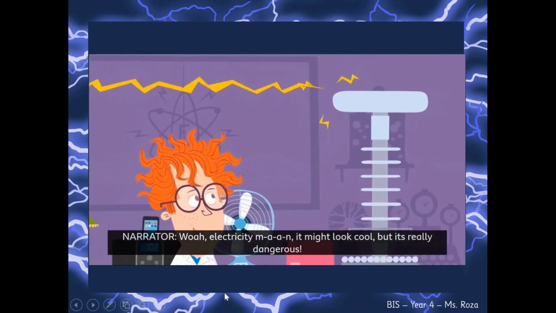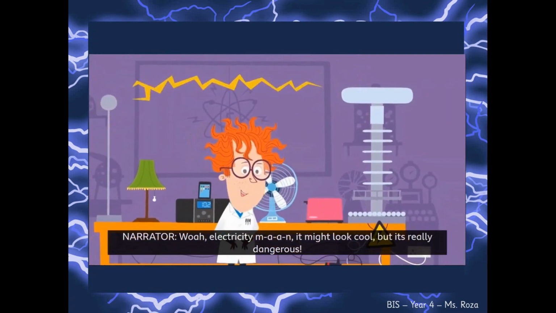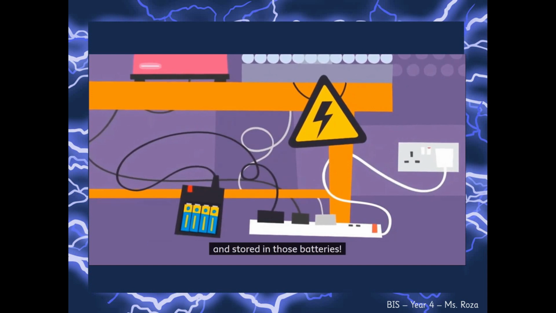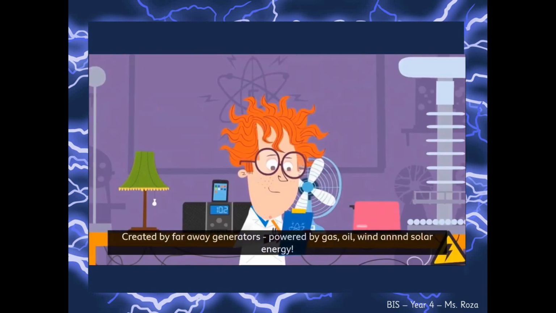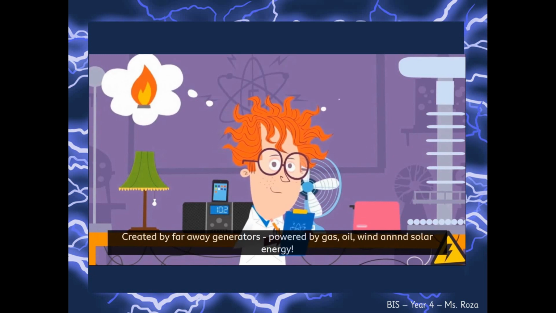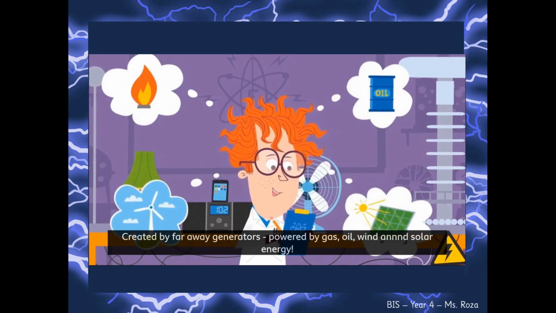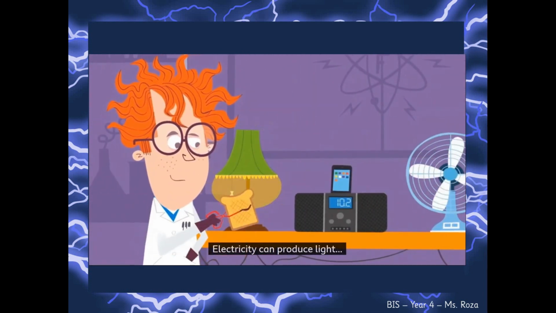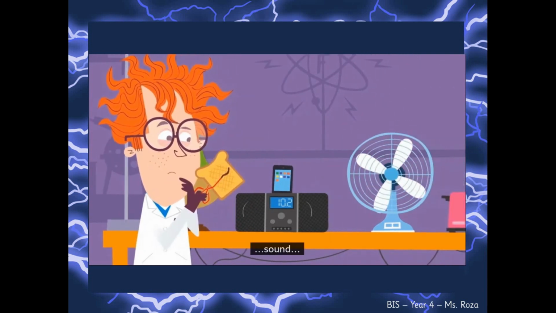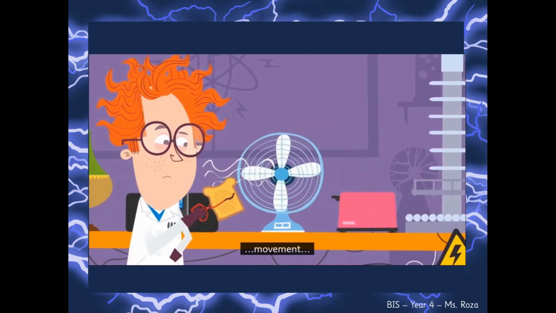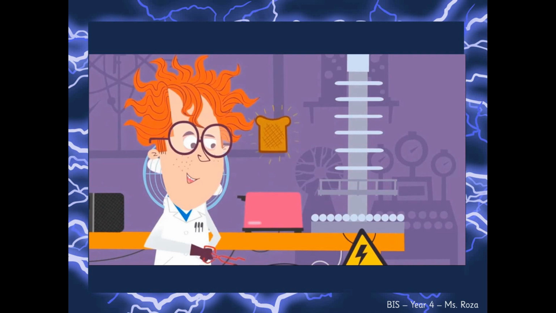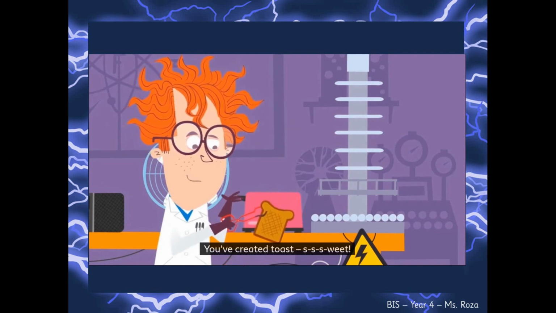Whoa, Frank! Electricity, man! It might look cool, but it's really dangerous. It's all around us, powering stuff. In those plug sockets and stored in those batteries. Created by faraway generators, powered by gas, oil, wind and solar energy. Let's get this experiment going. Electricity can produce light, sound, movement and heat. You've created toast? Sweet.